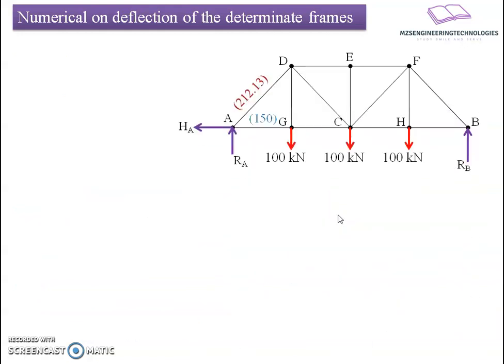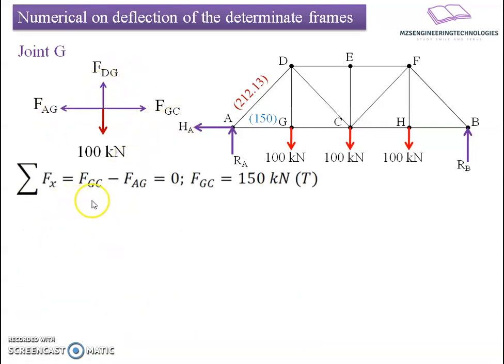Now I will move to joint G. If I prepare the free body diagram, there are four forces here, from which FAG and 100 kilonewton are known to us. One is the applied force, and one we have got from the previous analysis. What remains unknown here are FDG and GC.